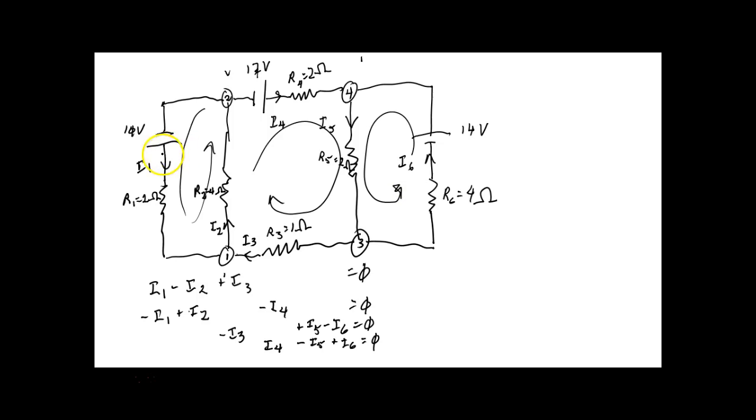So I'm going to start just south of the battery here and have a drop of 2I1. Okay, and continuing the loop, that's going to be another drop of 4I2, and then you get back to here, that's equal to 10.